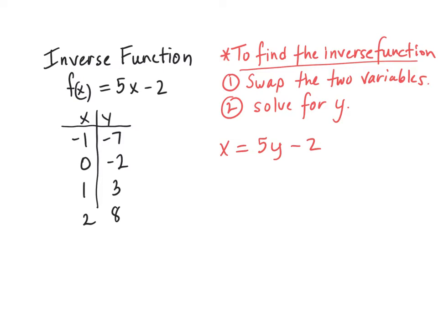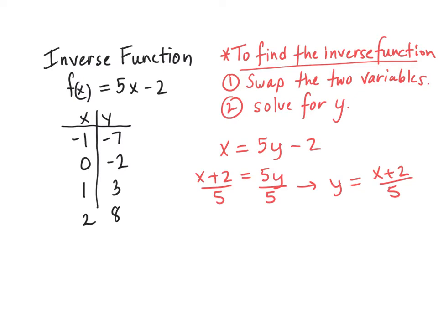Get y by itself. I see students make mistakes here only because they don't show their steps. I'm going to add 2 to both sides, and 5y will equal x plus 2. And then I'm going to divide both sides by 5. And for the inverse function, I discover that y equals x plus 2 over 5. You could also write that as 1/5 x plus 2/5. Either way is fine. I'm going to leave it like this.